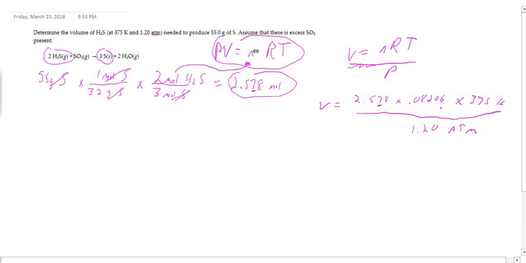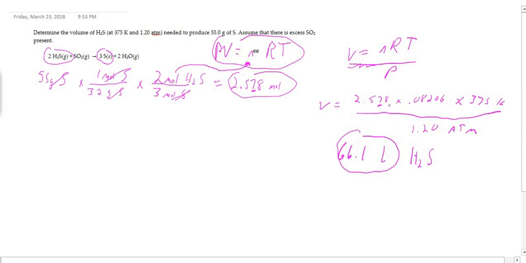So I had 2.578 times 0.08206 times 375 divided by 1.20, and that is going to give me 66.1 liters. So a lot of liters there. 66.1 liters of H2S that I'm going to need.